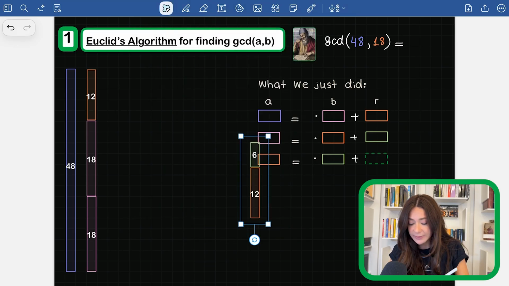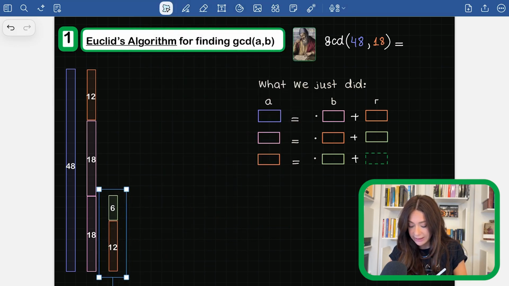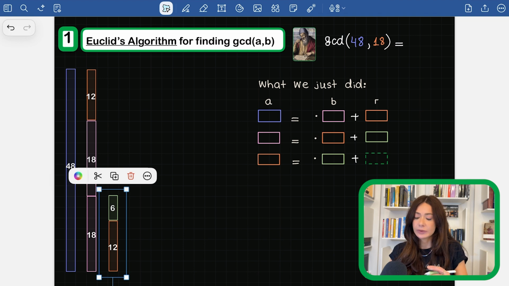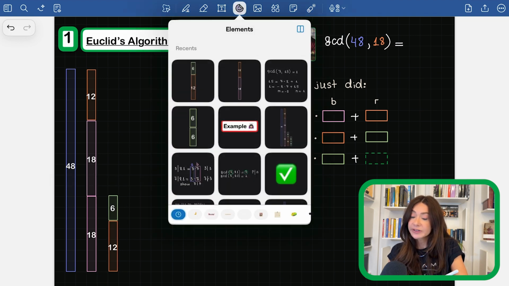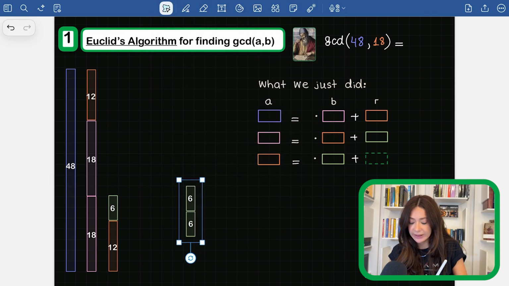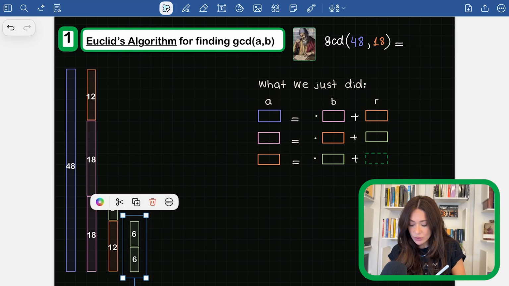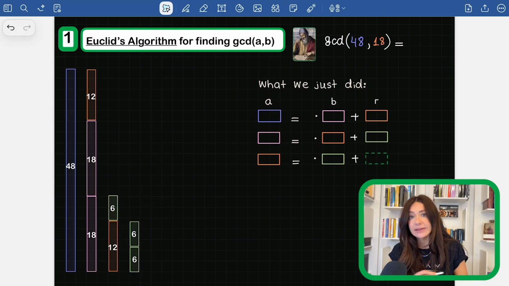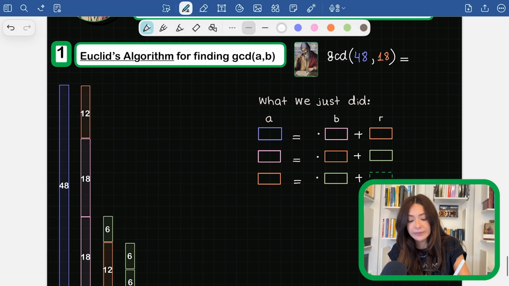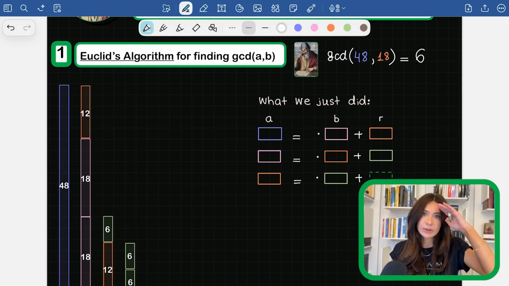So I have to do this process again. Then how many times does 12 fit into 18? And that's only once, and I have a remainder of 6. Remainder of 6 is not 0, and I have to iterate that again. And 6 fits into 12 exactly twice, nothing left over, so I stop there. The greatest common divisor then is 6. That's how we find it.